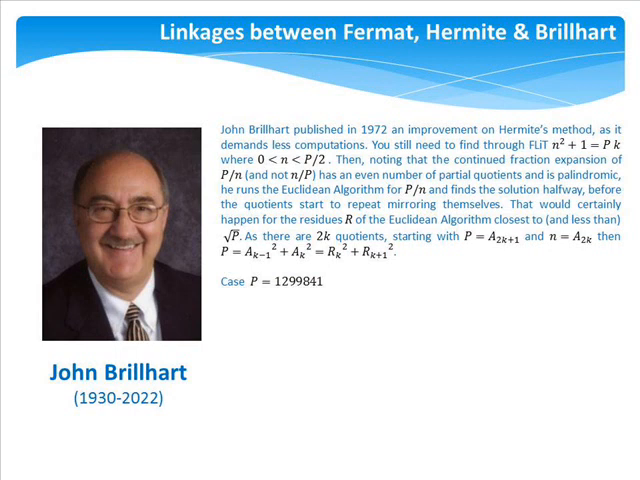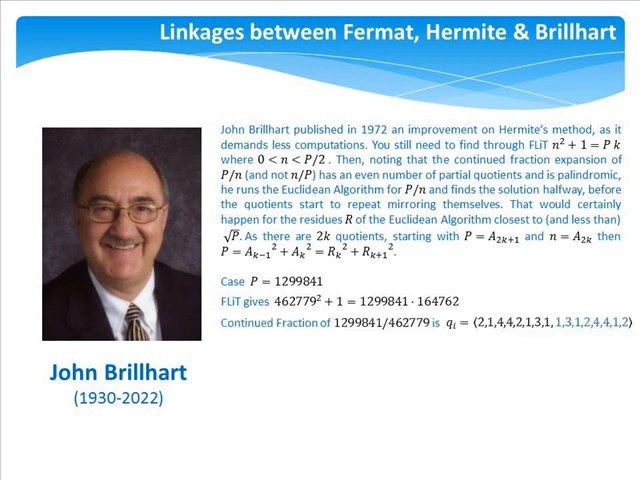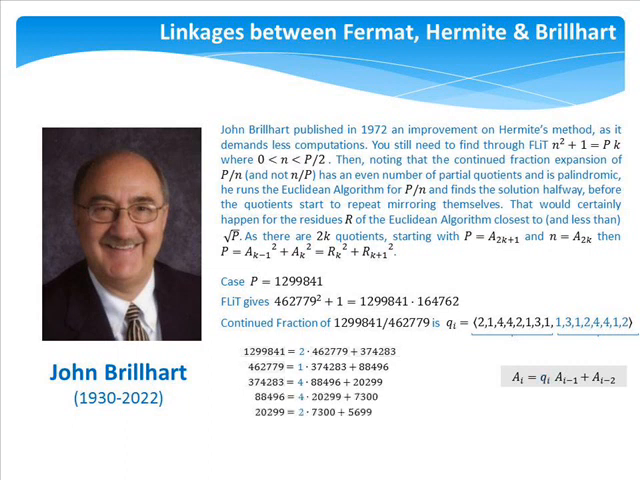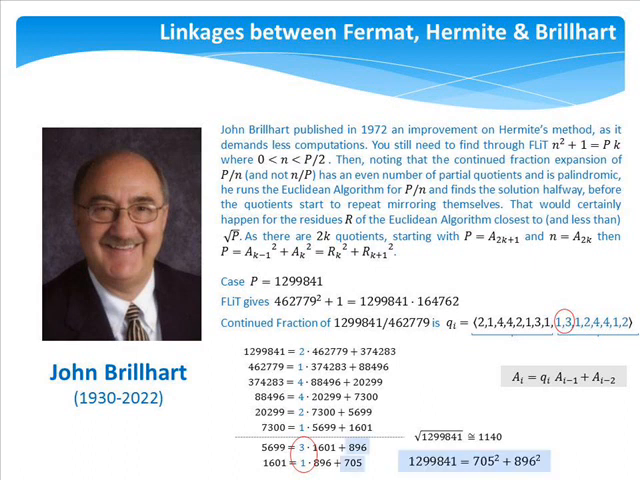Here we analyze once again the case of the prime 1,299,841, and Fermat's little theorem gives us the initial square plus 1 equation. The continued fraction gives us this list of quotients, which in fact is palindromic. Those quotients arise when computing the Euclidean algorithm, and the solution is found before the quotients start to repeat. The values of the squares are those residues after 1,140, that is the square root of p. So the squares for p are 896 and 705.